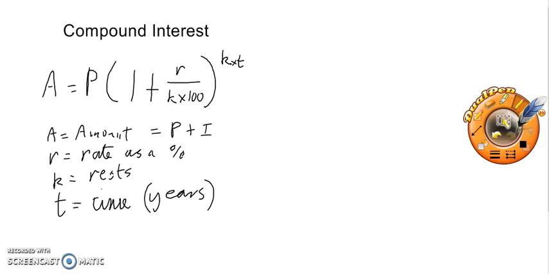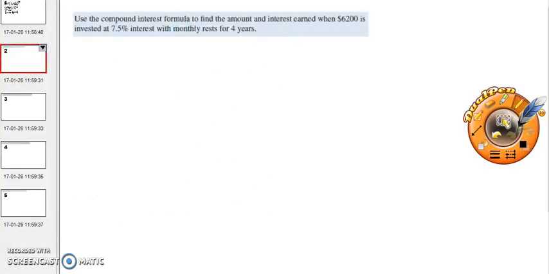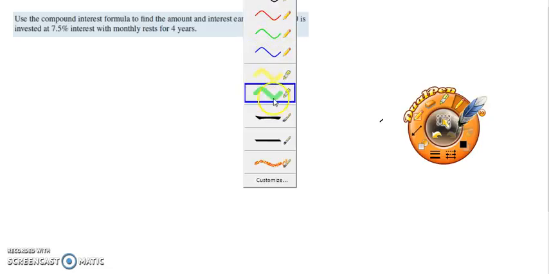So knowing this particular formula, we can have a look at a couple of questions. In this one, we're going to use the compound interest formula to find the amount and interest earned when $6,200 is invested at 7.5% interest with monthly rests for 4 years. Like with simple interest, first you've got to figure out which type of interest it is. You'll notice that with a lot of these questions, it has the word compound or compounded in it. That gives you a really big clue, it's compound interest.